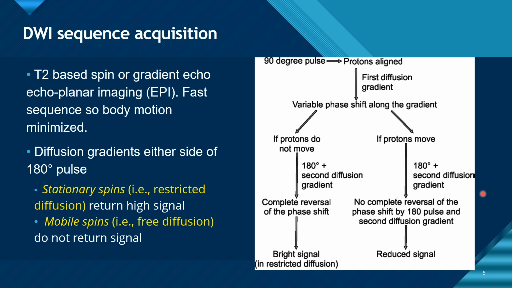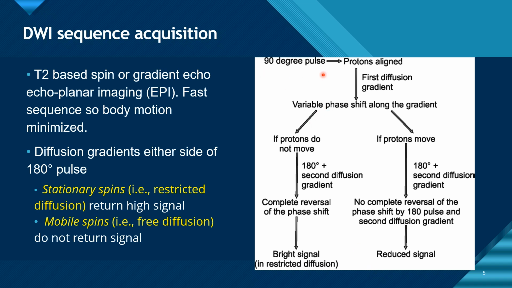When we follow with a 180-degree pulse and the second diffusion gradient, there will not be a complete reversal. This occurs because the protons are moving, so they have partially dephased already. So when we give the 180-degree pulse, it will not be a completely inverting pulse. What this does is bring back a signal which is much less than the signal if the protons were stationary.